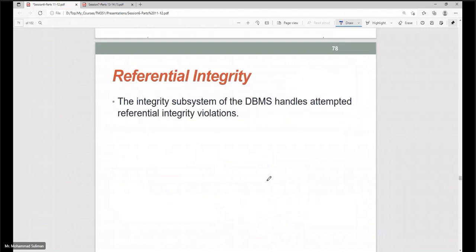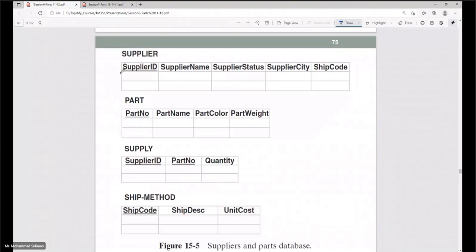Fine. So if you consider, for example, this database where we have a supplier, part, supply and ship method, right? Here we make sure that we have domain integrity. Domain integrity means supplier ID will be in the same domain. For example, supplier ID will start with S001, so it is S followed by 3 numbers. All these supplier IDs should come under this domain, in this format.